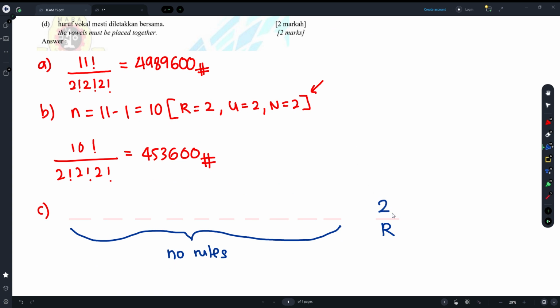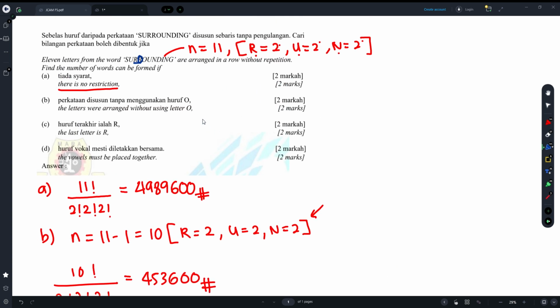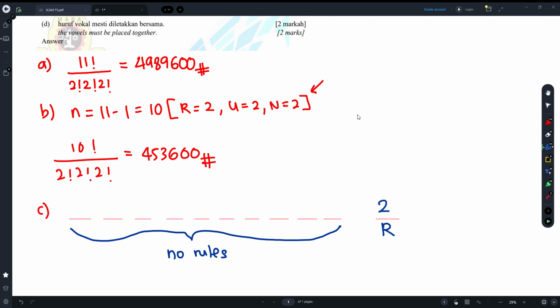If a particular student wants to put one here, that means he's telling me that in the word surrounding there is only one R. So please don't make that mistake. You just put 2 as normal here. In order to eliminate the repetition, we'll do some extra steps later on.